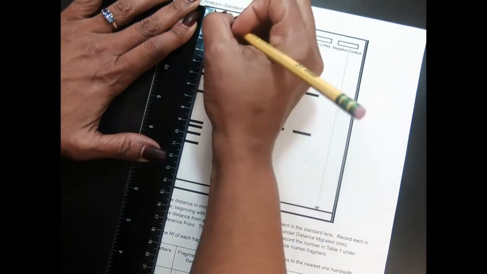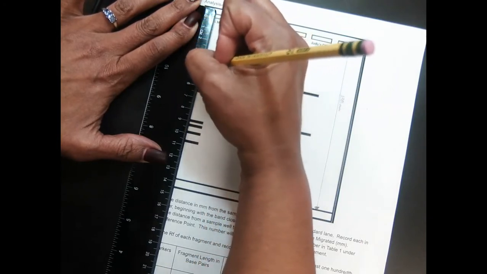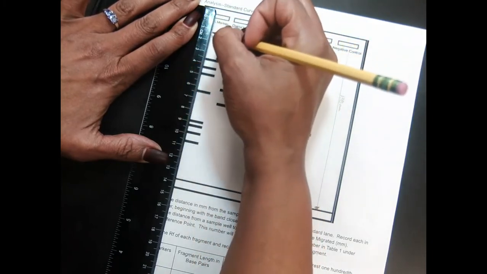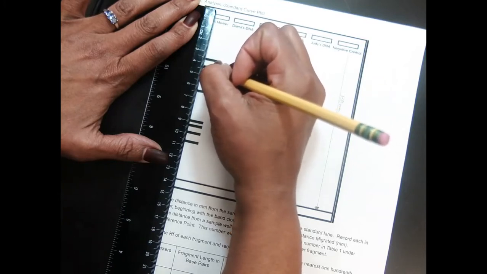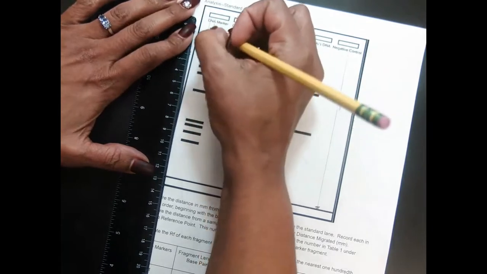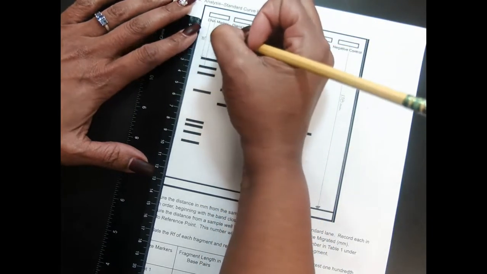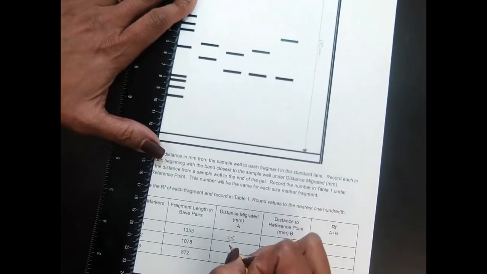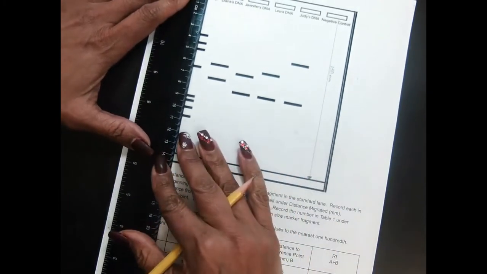So now for my second one, again, I'm going from the bottom, and I'm going to go to the top. Consistency is key. So there I've got 4.12, so that would be 42. So here I've got 42. And I'll simply write that in my chart here, 42. I'm going to scoot it over again.